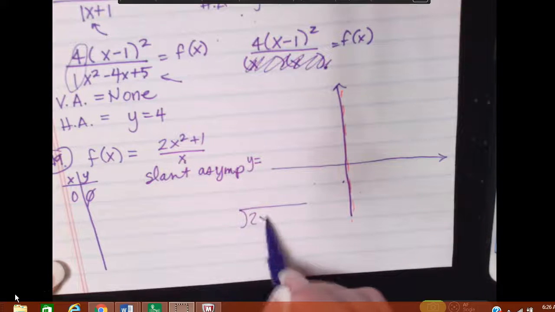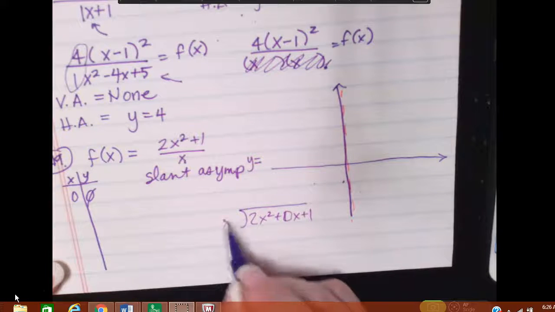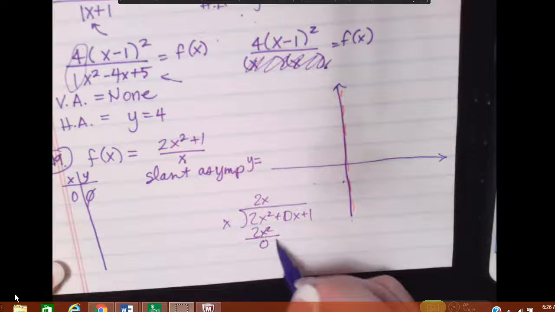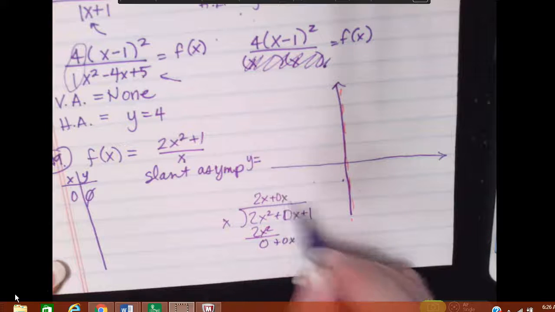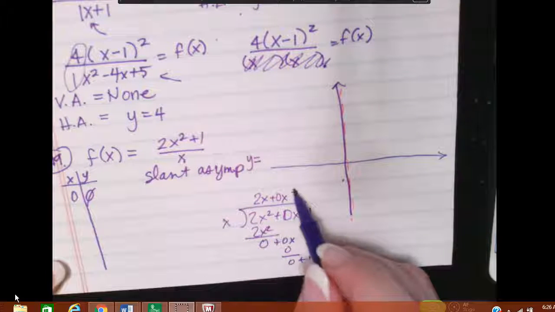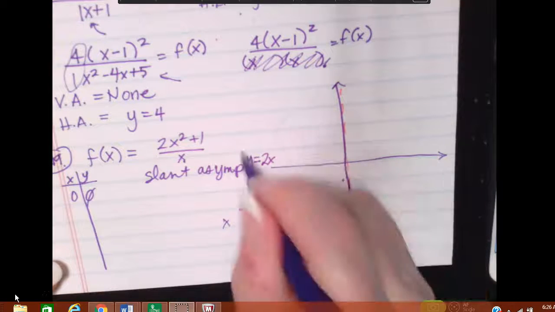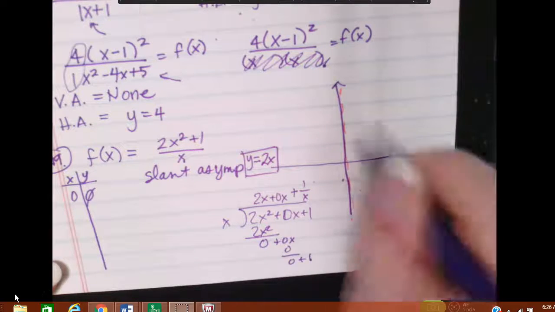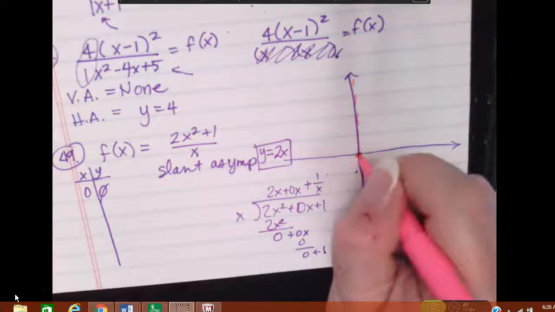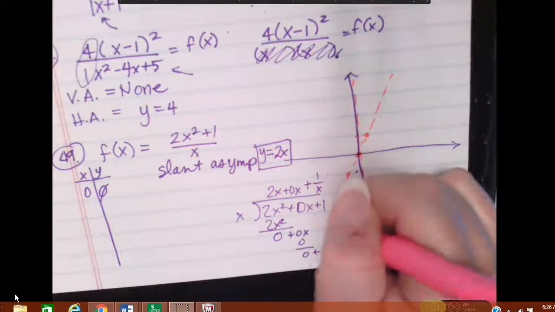So I'm going to take 2x squared plus 0x plus 1 divided by x. So that's 2x times x, 2x squared, that's 0, plus 0x, that's 0, plus 1, and that's my remainder. So my slant asymptote is going to be the equation y equals 2x. So y equals 2x crosses at 0, and then you go up 2 over 1. So that just tells you about the slant or the slope of that line.